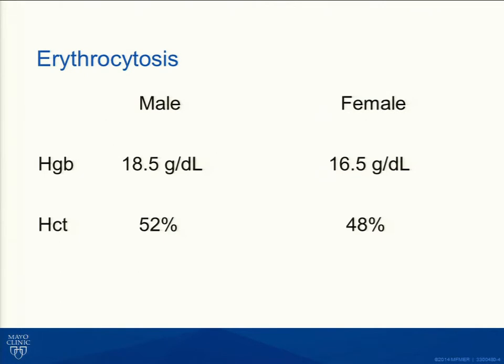Now, the definition of what constitutes erythrocytosis is somewhat variable in the literature, but these numbers I've listed here are often seen, and these come from the World Health Organization. If you have a hemoglobin of greater than 18.5 for men and 16.5 for women, or a hematocrit of 52% and 48% respectively, that's a pretty good definition. And these are greater than 3 standard deviations for most means.